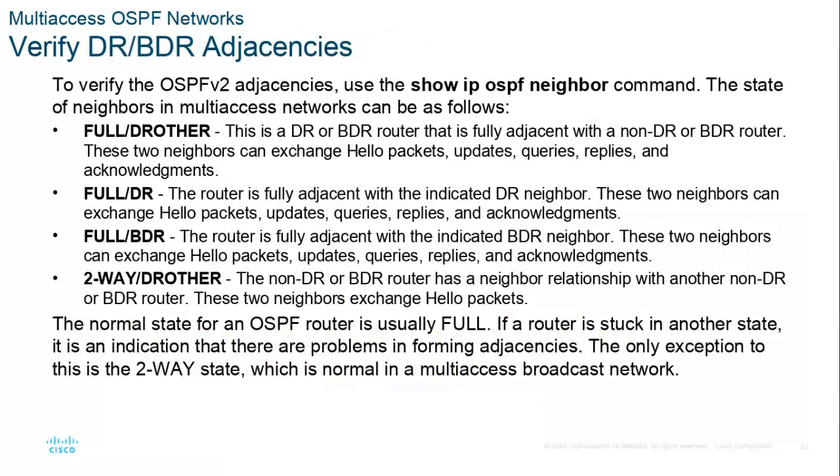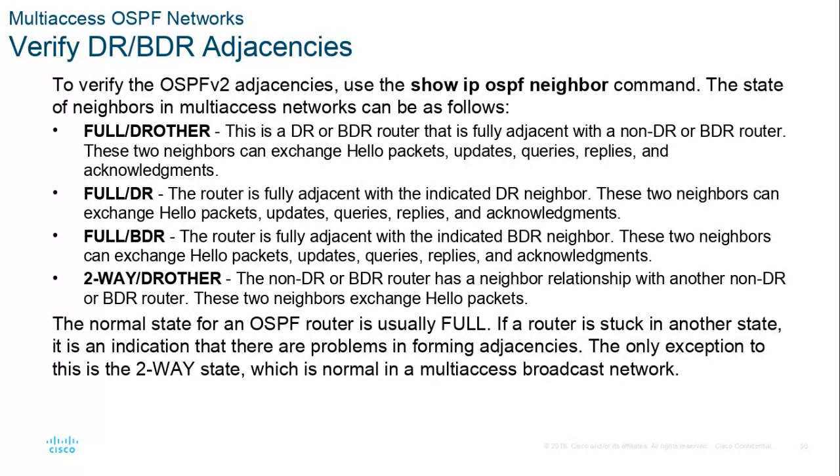We can also look at the show ip ospf neighbor command to see what our neighbors' states are. So if it's a full DROther state, that's a router that's not a designated router or backup designated router. So they're in the full state. They've gone through the process of identifying each other with hello packets. They're updating their database tables with each other and they're staying in sync. Full DR means that the adjacent router is in the designated router state. Full BDR means the adjacent router is a backup designated router.